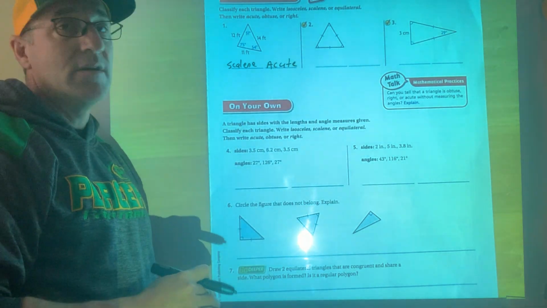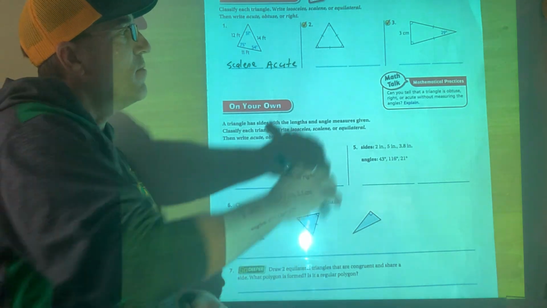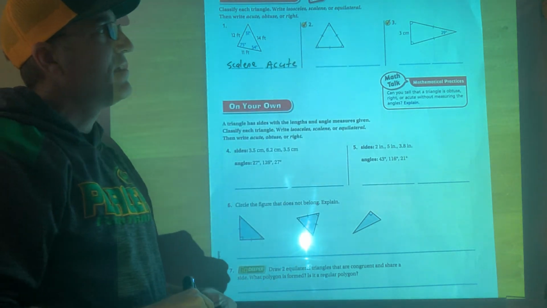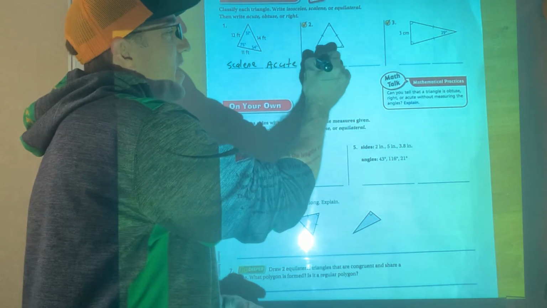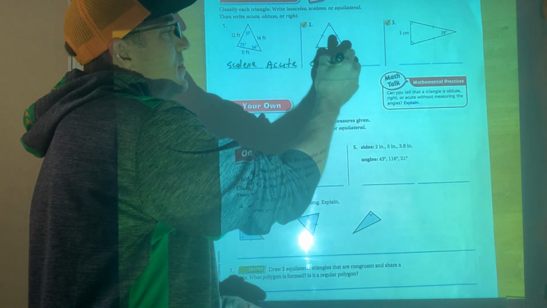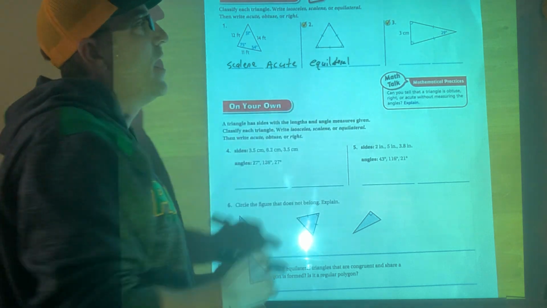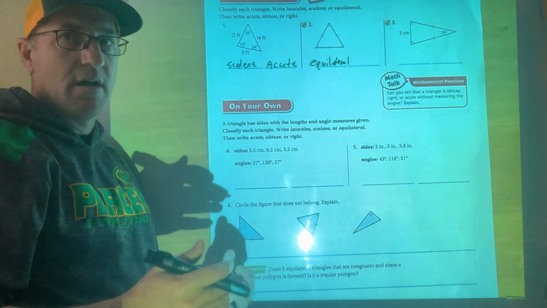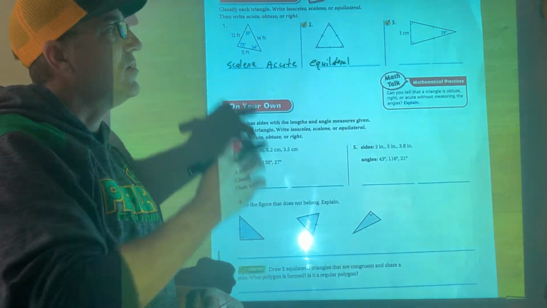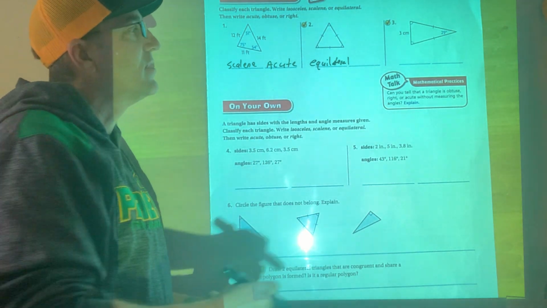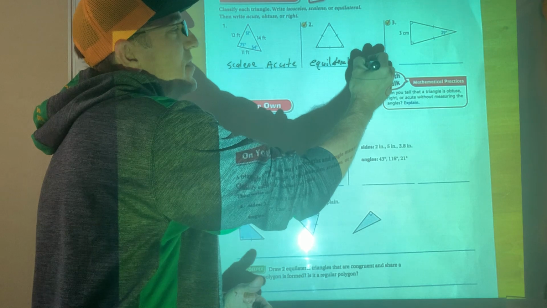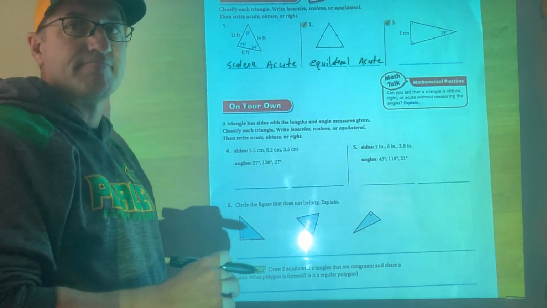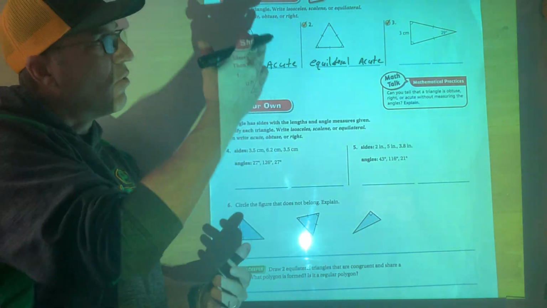All right, look at this one. What do you think about this one? Remember when it has the lines through there, that means all of those are the same length, right? So that's going to be equilateral, right? And if it's equilateral, it's going to always have acute angles, and they're all going to be 60 degrees. So this is equilateral acute. You cannot have an equilateral triangle that is not acute.